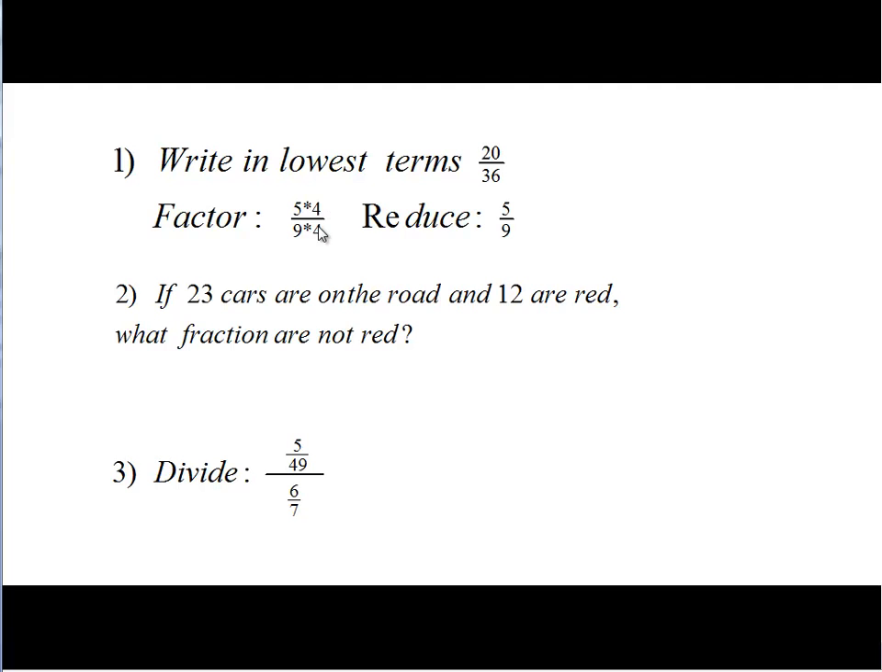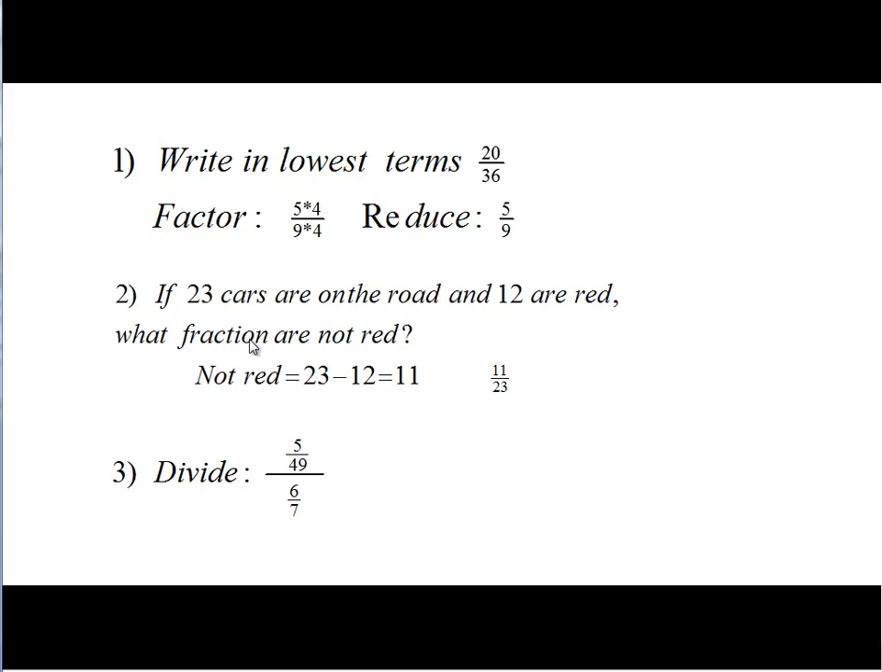23 cars are on the road, 12 are red. Okay, it wants to know not red. Well, we got to subtract. 23 minus 12 makes 11. So I'm going to take my fraction of not red, which is 11, to my total 23. So it's 11 out of 23 are not red.